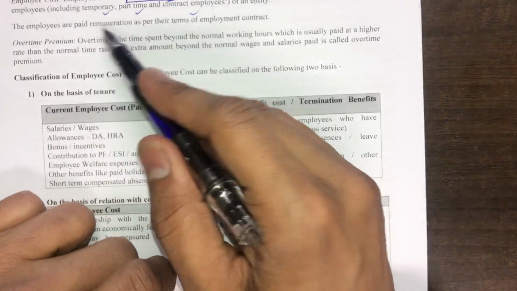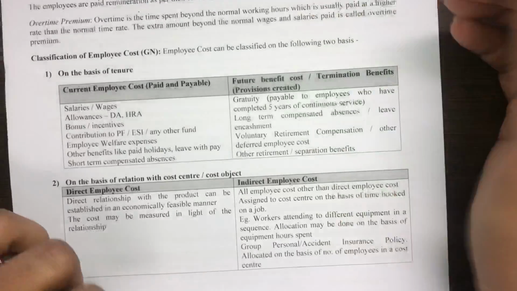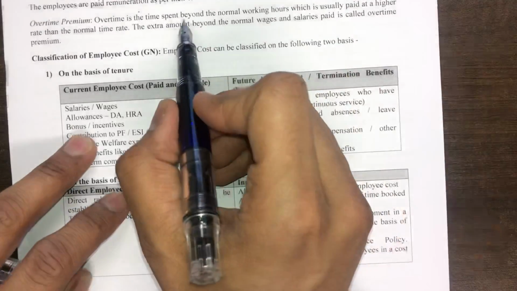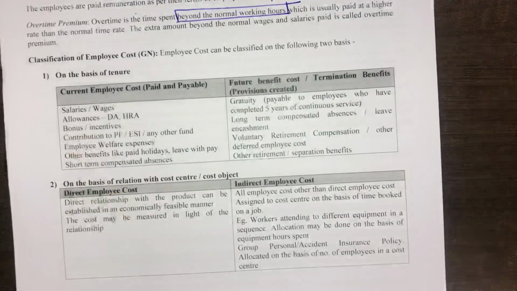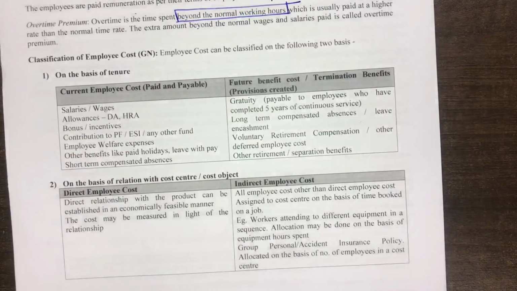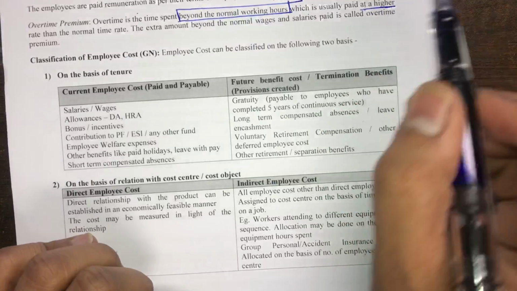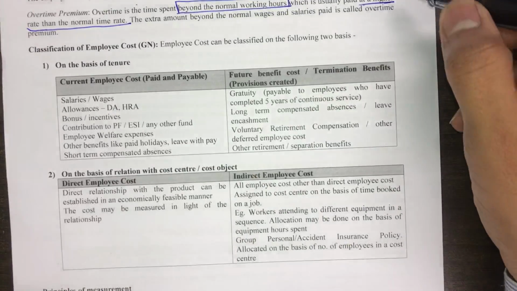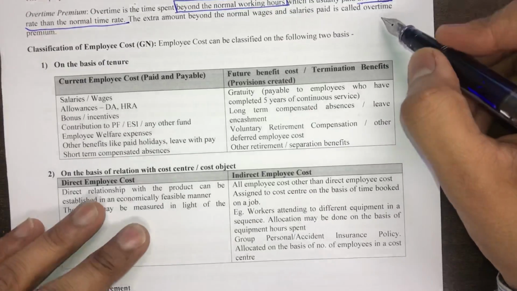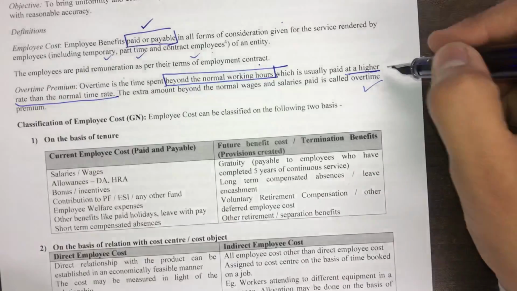Then the employees are paid remuneration as per their terms of employment contract. Overtime premium is the time spent beyond the normal working hours. So whatever time is being spent outside the normal working hours is known as overtime premium, and it is usually paid at a higher rate than the normal time rate. The extra amount beyond the normal wages and salaries is called overtime premium. So whatever extra is being paid is known as overtime premium.